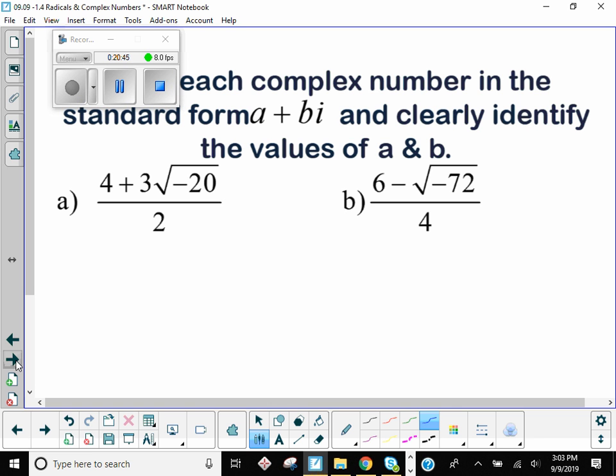This is a two-part thing. The first part is to write the complex number in standard form. And the second part is to identify the values of A and B. So that first one is a fraction. Please just give me your eyes and your ears for a moment so I can tell you what you are not going to do on this problem. This is bad.